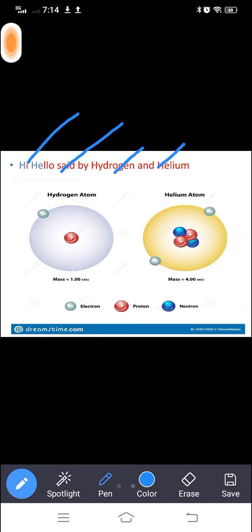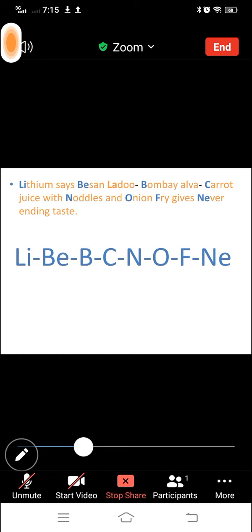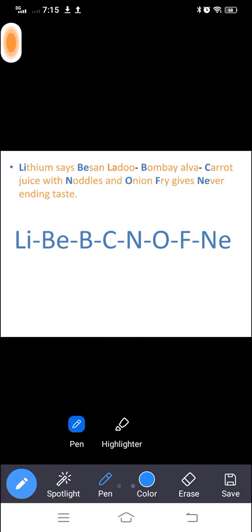In this slide, the blue color, which is highlighted, represents the symbol of the elements. So we started the first period with "Hi and Hello." Here H represents hydrogen, He helium. Second period starts with lithium.